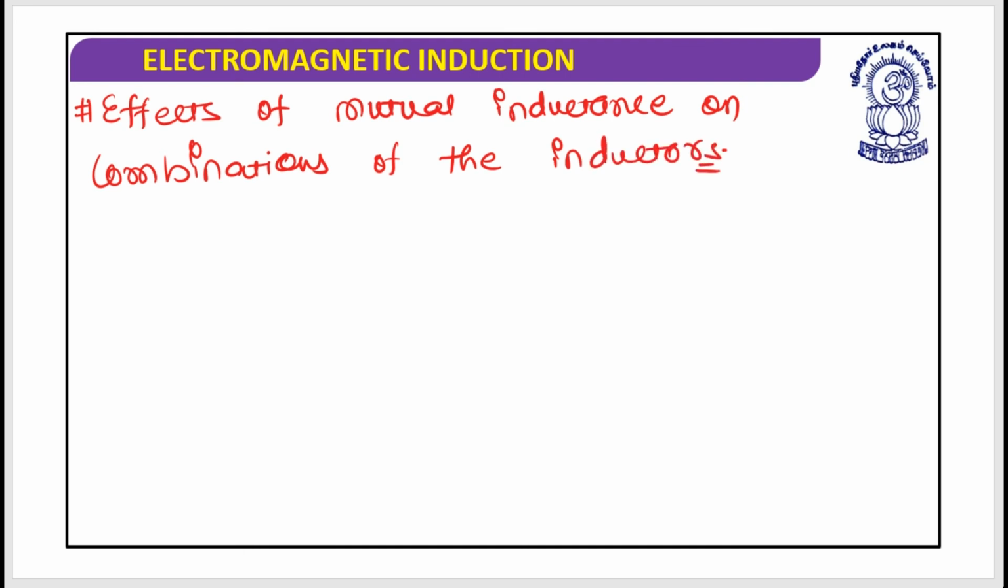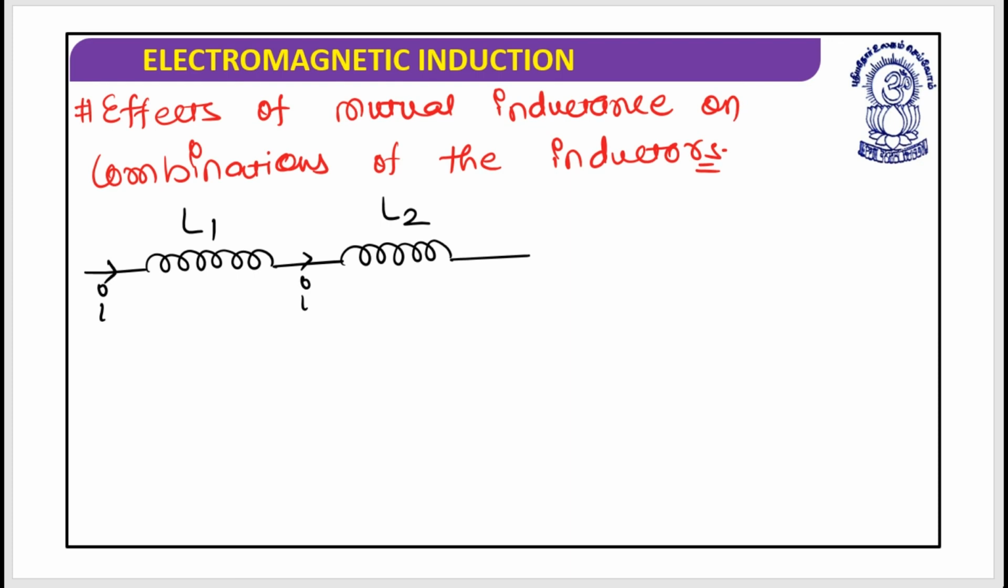So let's understand the situation very simply. Suppose this is the first inductor, L1, and this is the second inductor, L2. A current is passed through the first, so it is obvious that current passes through the second inductor in the same fashion. Through both, the current goes in the same fashion, and let's suppose this is V1 and this is V2.